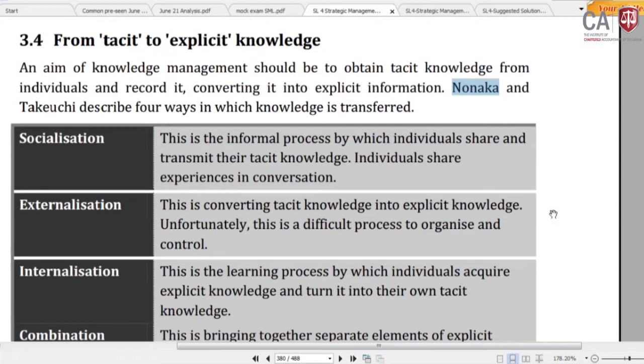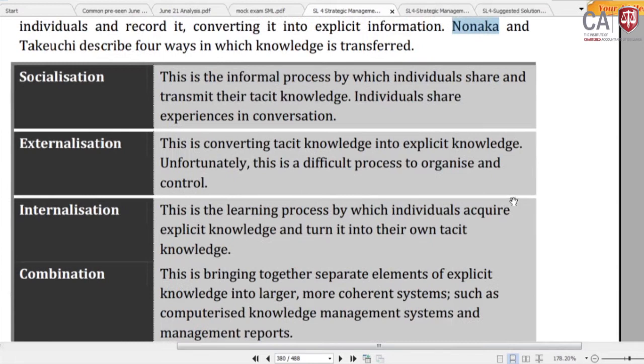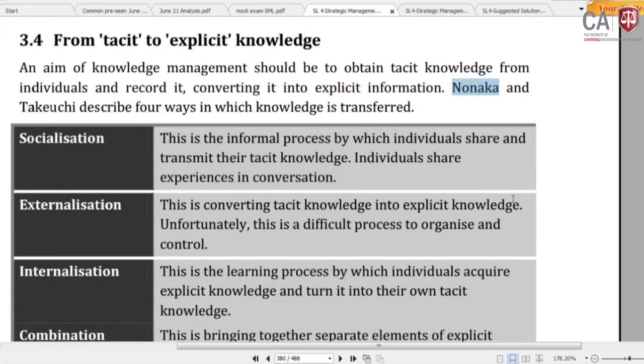So, what they have identified is called the SECI model. Nonaka and Takeuchi identify 4 ways in which knowledge is transferred.